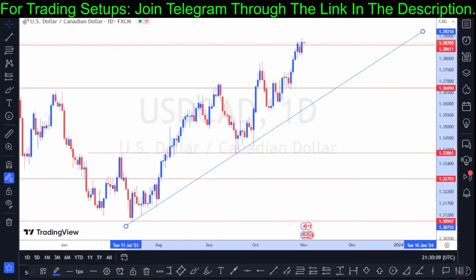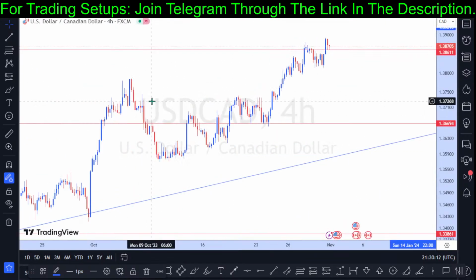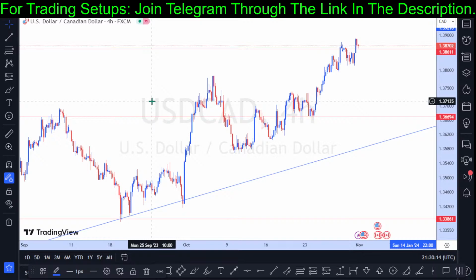Now let's see what we have on the 4-hour chart, which is the intraday chart. So short-term trends are formed on the intraday chart.